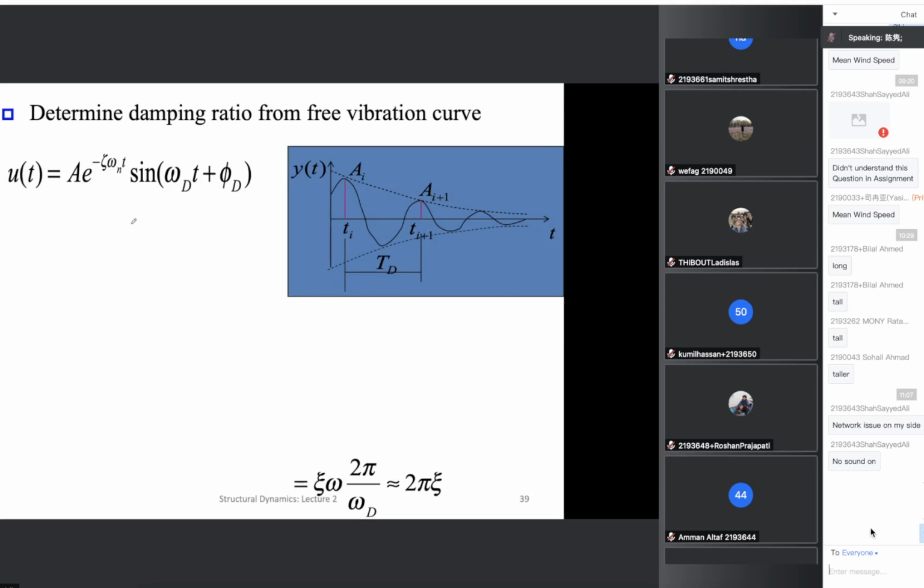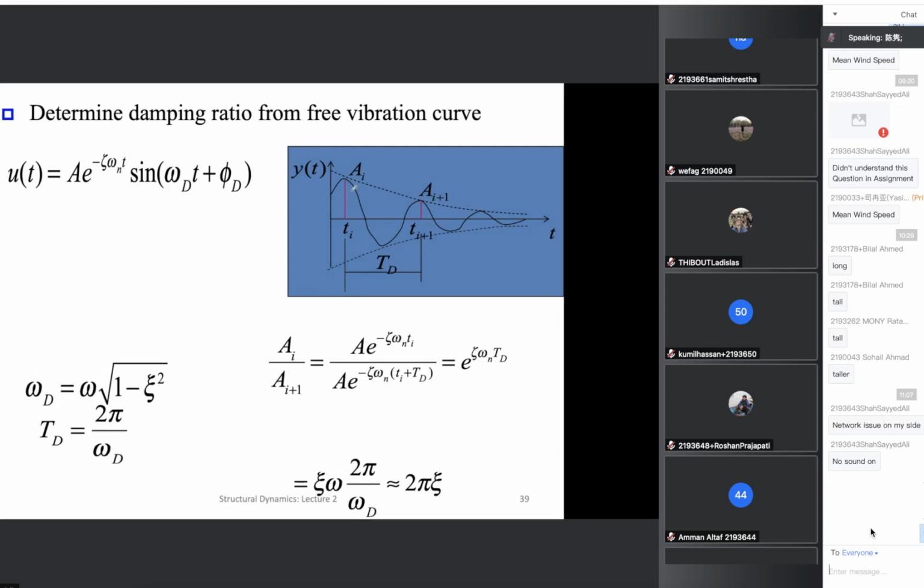The damping ratio. Here we will discuss how we determine the damping ratio for a real structure from its free vibration curve. We know that the free vibration of a damped system can be expressed like this, with this amplitude. Let's say this is the free vibration curve we measure for a real structure. Let me discuss this point by point.